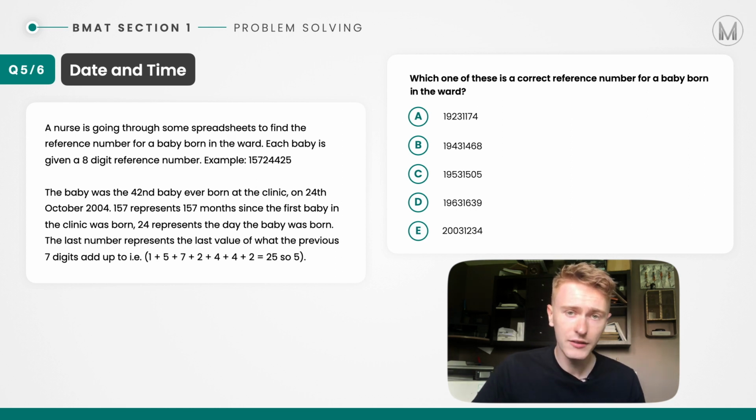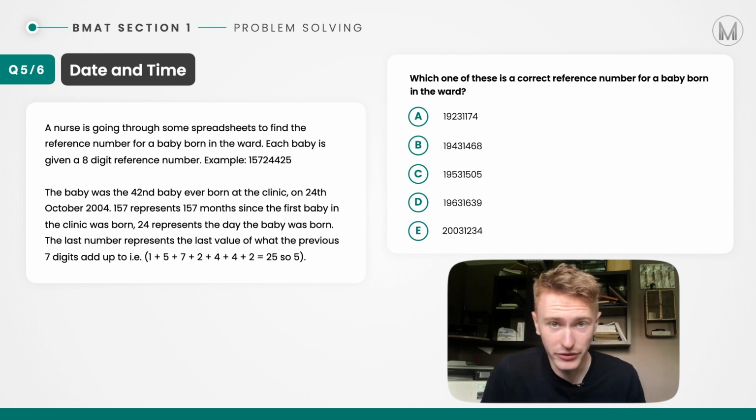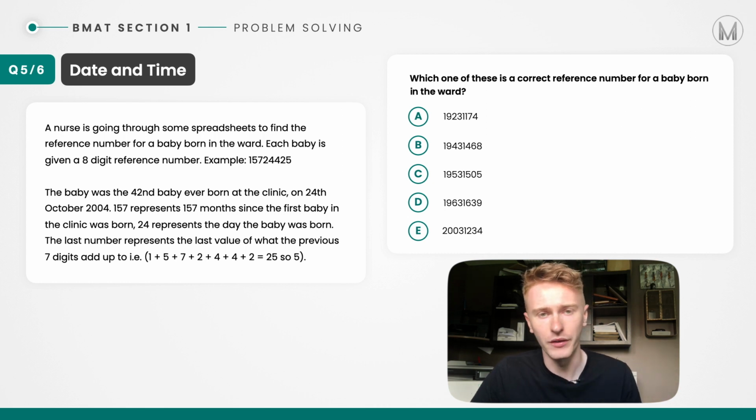So, we're given some information in the question about how this particular ward in a hospital labels its babies essentially. And it's a big long string of digits which all mean different things. The last digit is a verification digit, and that's the sum of the previous ones, particularly the unit value of that sum. The second last two digits represent the number of babies that were being born. So the 42nd baby ever born at the clinic in this example.